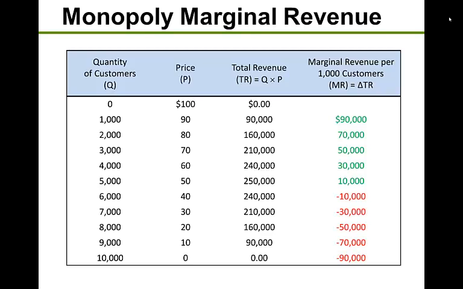Well, then once we go from selling 5,000 to 6,000 units, our revenue actually decreases by $10,000. So then our marginal revenue is negative.